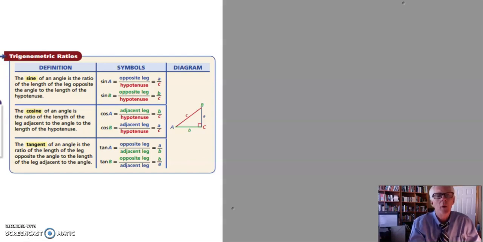Now, if you recall, we know three things from just before we left school. The sine of an angle is the ratio of the opposite leg over the hypotenuse. The cosine is the ratio of the adjacent leg over the hypotenuse. And the tangent is the ratio of the opposite leg over the adjacent leg. For me, I'll be honest, I need to keep this out in front of me because I don't have these memorized as well as I should.